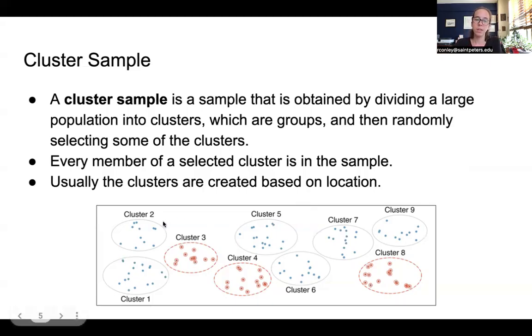In our example, let's suppose we had 8 different classrooms and we randomly selected classroom number 3, classroom number 4, classroom number 8. All the students who are in class 3, 4, and 8 are then asked to participate in our study.